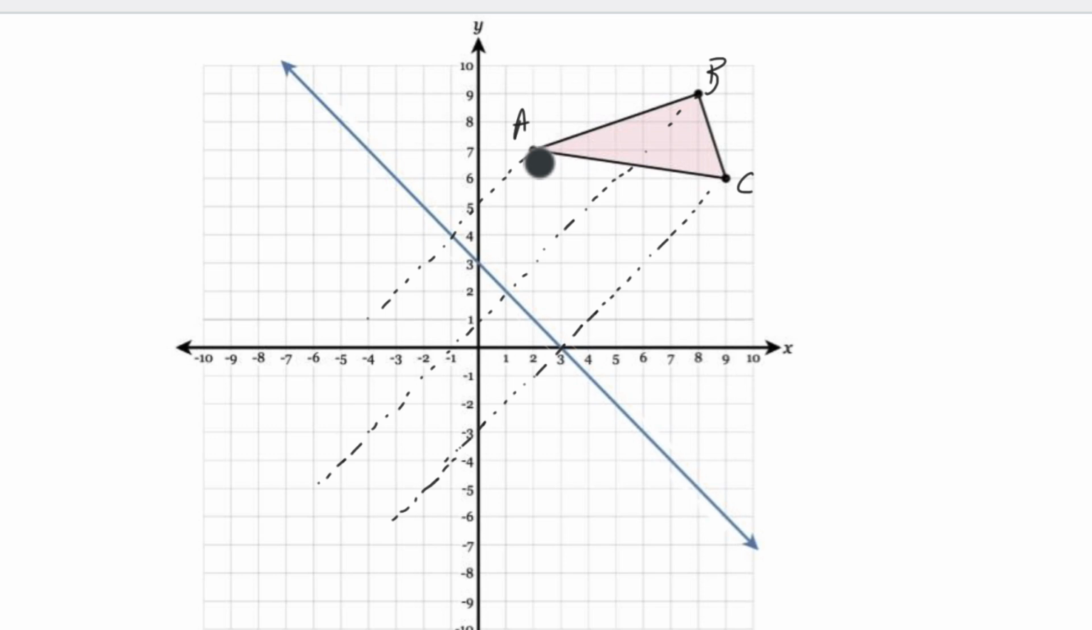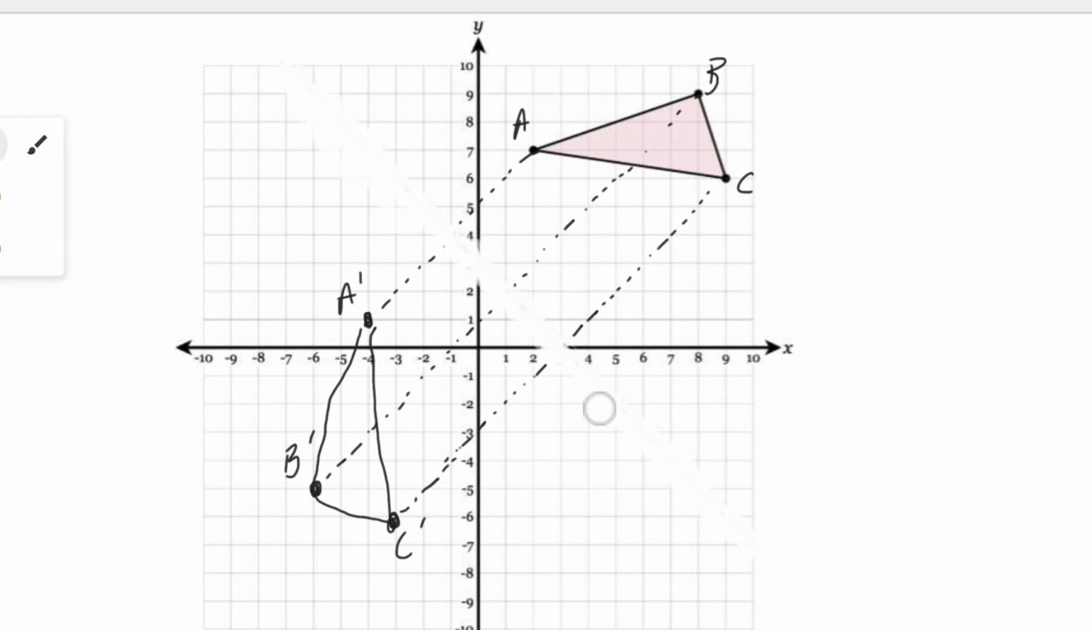I'm 1, 2, 3 spaces from the line of reflection. So 1, 2, 3 spaces along that same line will give me A prime. So B is 7 spaces away, so we're just going to go 7 spaces down and get to B prime. So point C is 6 spaces, so we're just going to go 6 spaces along our line and get to C prime. Then we have our reflected triangle. It does help to draw these perpendicular lines to your line of reflection, especially if the line of reflection is on a diagonal.